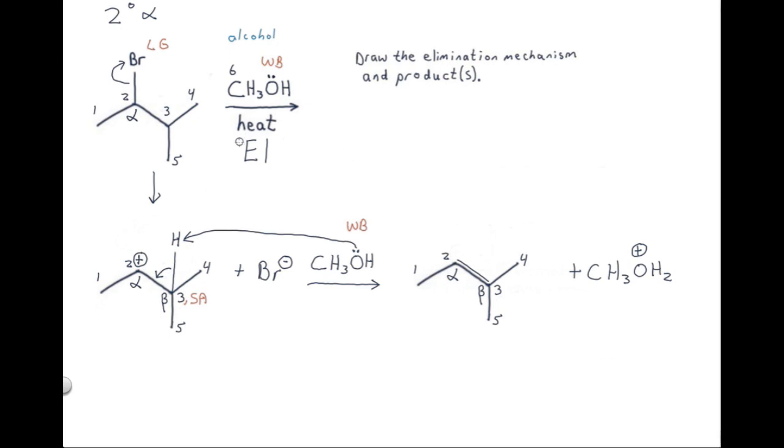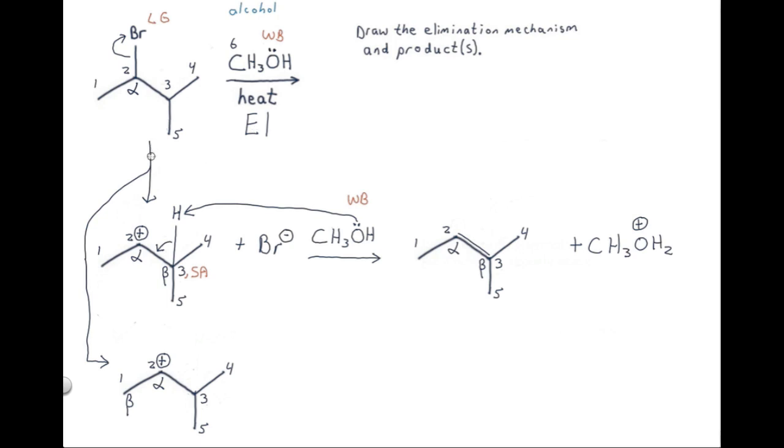Now, the first step of the mechanism will be exactly the same as we've already written down. So to save time, I don't need to redraw this first step. Instead, I can just draw things like this. I can put a branch in the mechanism at this point so that I don't need to redraw the first step. And now we can continue with this step, continue the E1 mechanism.